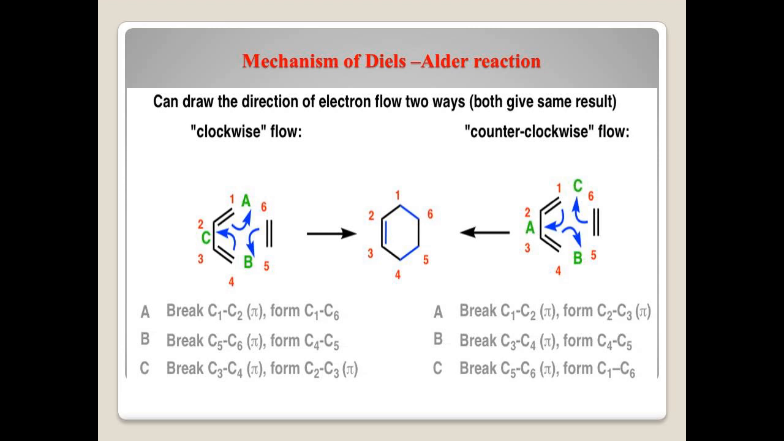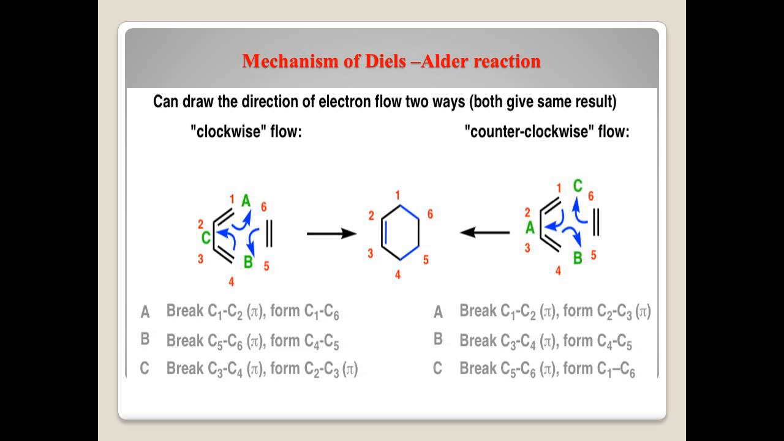That one breaks, and the carbon chain breaks and forms the product. So A breaks carbon 1 and carbon 2. Carbon 1 and carbon 2 having a pi bond, it forms a bond between carbon 1 and 6, which is a new sigma bond.